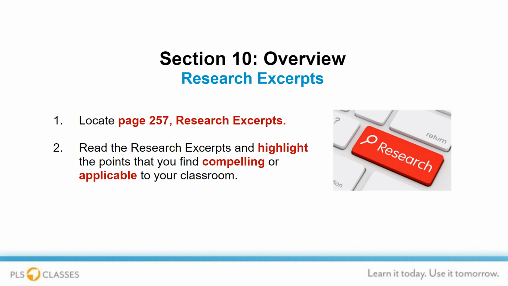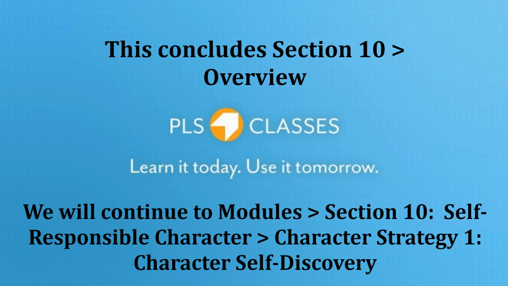It is important that we emphasize the importance of strong character strengths in society and having the ability to act with character. We must develop discretion in our students so that they can live by the quote at the beginning of the section and recognize who others are. This concludes Section 10 Overview. We will continue to modules Section 10, Self-Responsible Character, Character Strategy 1, Character Self-Discovery.